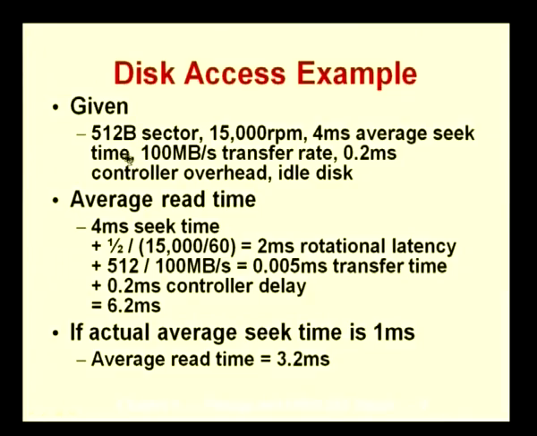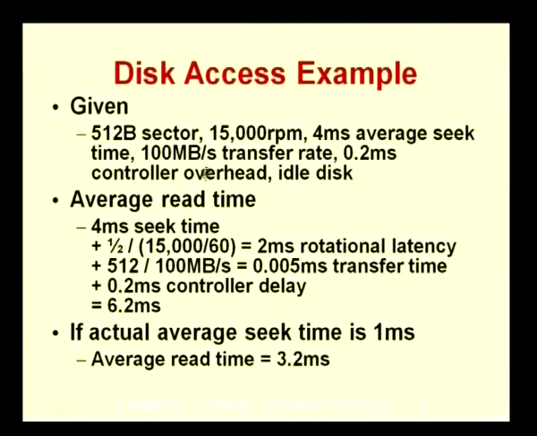So, let us consider an example where I have a 512 byte sector. It rotates at 15,000 RPM, rotations per minute. 4 milliseconds is the average seek time. Remember that we are looking at average seek time here because depending on where the disk currently is, it may take different amounts of time for it to rotate and come to the correct position. So, we look at the average seek time, and we are assuming that we have a data transfer rate of 100 megabytes per second, and then there is a 0.2 millisecond controller overhead.